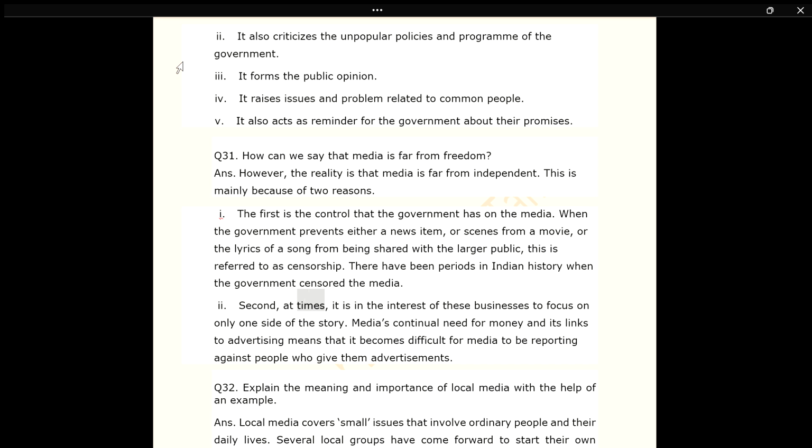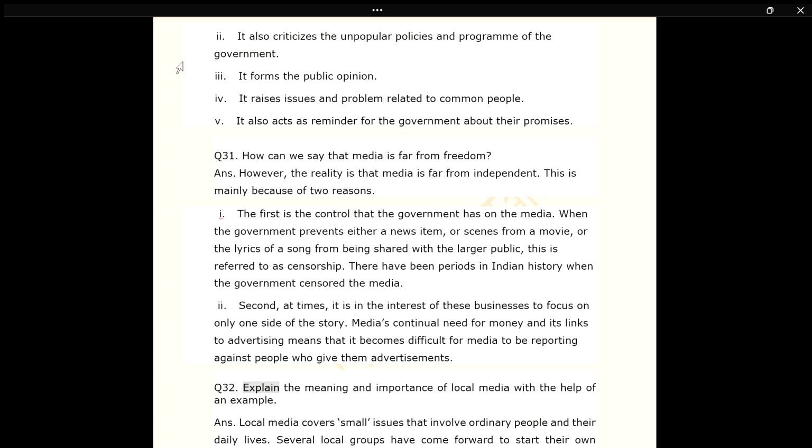2. At times, it is in the interest of these businesses to focus on only one side of the story. Media's continual need for money and its links to advertising means that it becomes difficult for media to be reporting against people who give them advertisements.